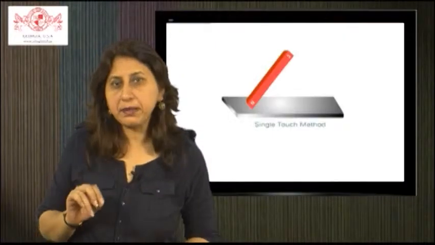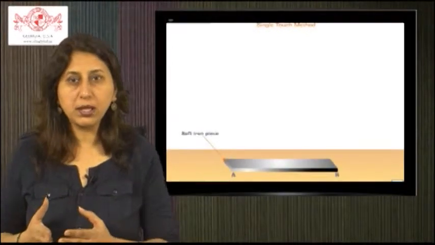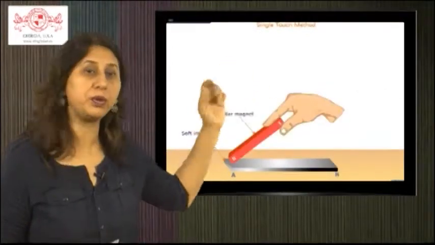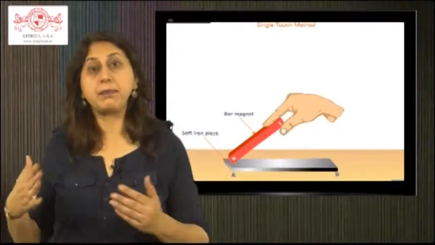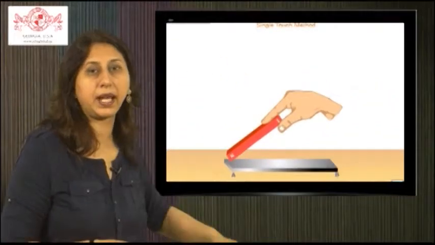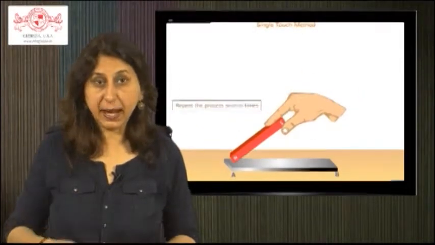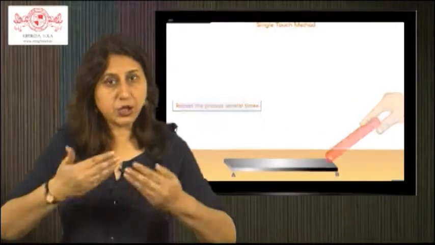Single touch method. Place a soft iron piece to be magnetized on a table. Take a bar magnet and place one of its poles on the iron piece as shown. Rub the iron piece with the bar magnet. When the magnet reaches B, lift it and place it back to A. Repeat the process several times. The upper side of the soft iron gets magnetized. Now turn the soft iron and magnetize the lower side in the same manner.